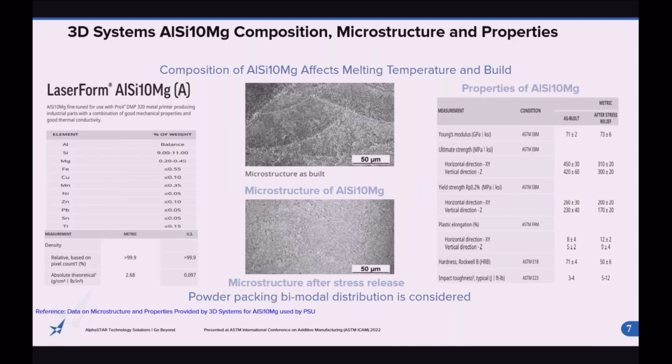This was the input materials of the aluminum Si10Mg system, alloy, provided by 3D Systems and utilized by Penn State University. You can see the basic composition on the left, as well as density and other considerations, and then the properties of that material as provided by 3D Systems, including in the center a sense of what the microstructure looks like as built and then after some post-heat treatment as well.